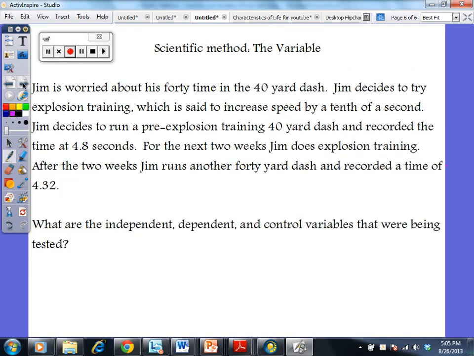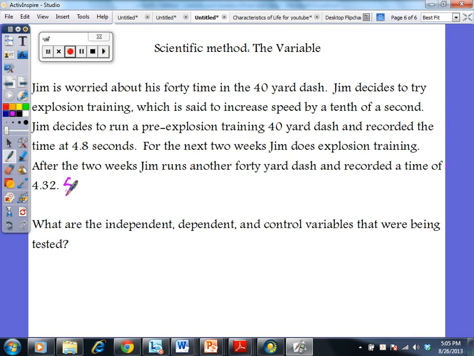So let's go to this next one. This will help sum it all up and put it all together. Jim is worried about his 40 time in the 40-yard dash. Jim decides to try explosion training, which is said to increase speed by 1/10 of a second. Jim decides to run a pre-explosion training 40-yard dash and records the time at 4.8 seconds. For the next 2 weeks, Jim does explosive training. After the 2 weeks, Jim runs another 40-yard dash and records a time of 4.32 seconds.